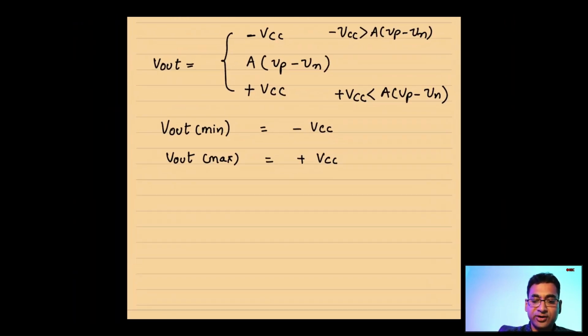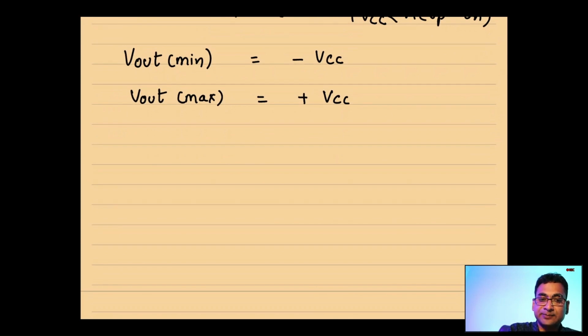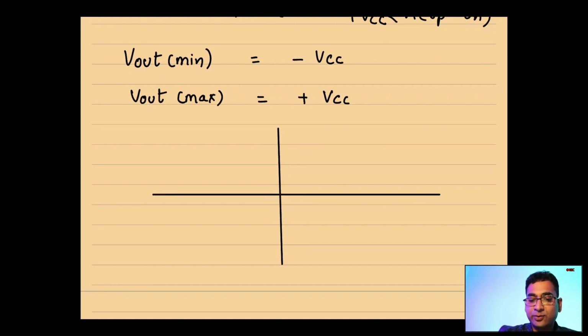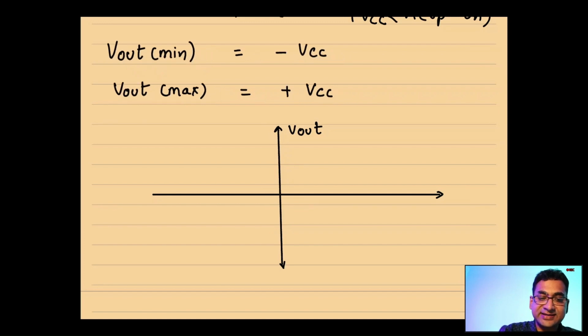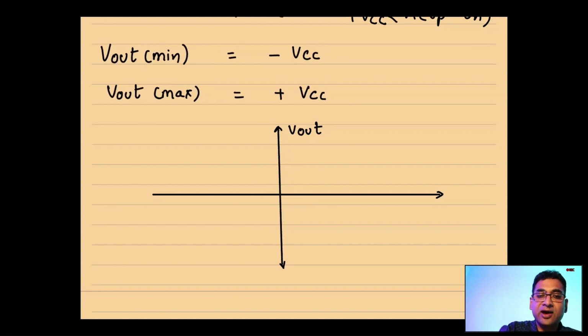Okay, here's what I'm going to do. I'm going to use the same page. I'm going to plot the output and the input on X and Y axis. On the Y axis, I'm going to plot the output voltage, V out. On the X axis, I'm going to show the term A times Vp minus Vn.